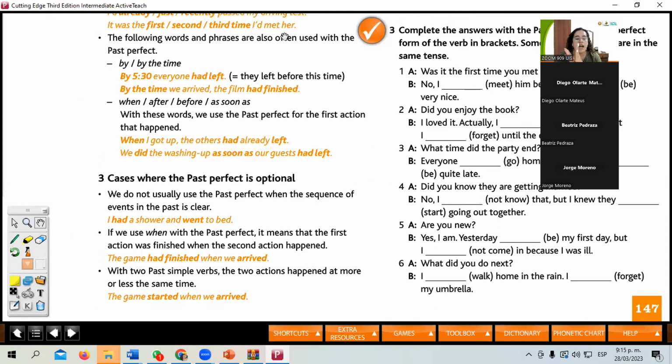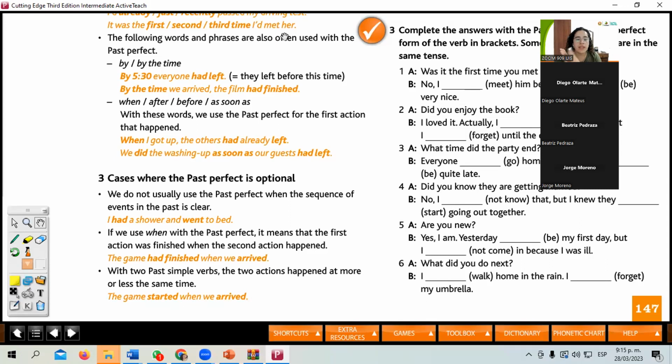Por ejemplo, I had a shower and went to bed. Yo tomé una ducha y me fui a la cama. Entonces, ahí ocurren los eventos uno tras de otro, es una secuencia clara. Ahí simplemente usamos pasado simple, ¿no? I had a shower and went to bed.